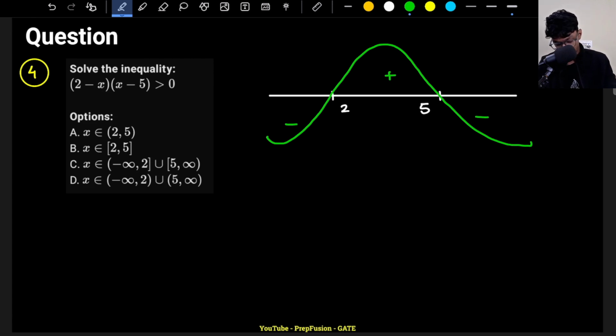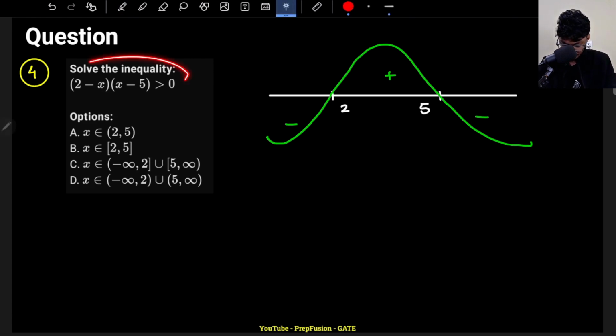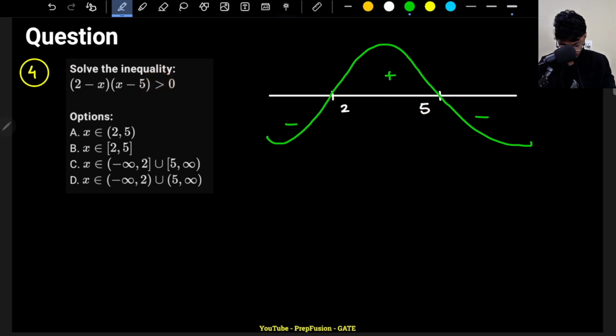Let me solve for the inequality. What region do I need? My region of interest is positive. My f of x should be positive. So positive is my region of interest. And is it included? No, there is no equality sign. So 2 and 5 will not be included. Basically, my x will belong to (2, 5). This is the region of interest. So I got my answer.